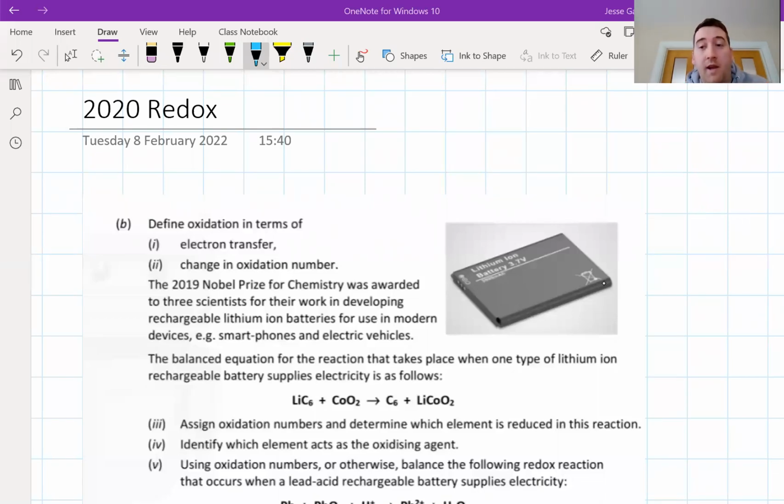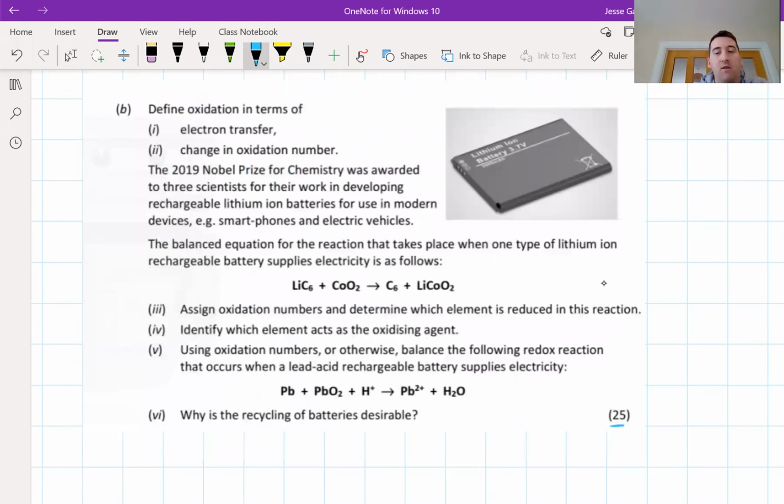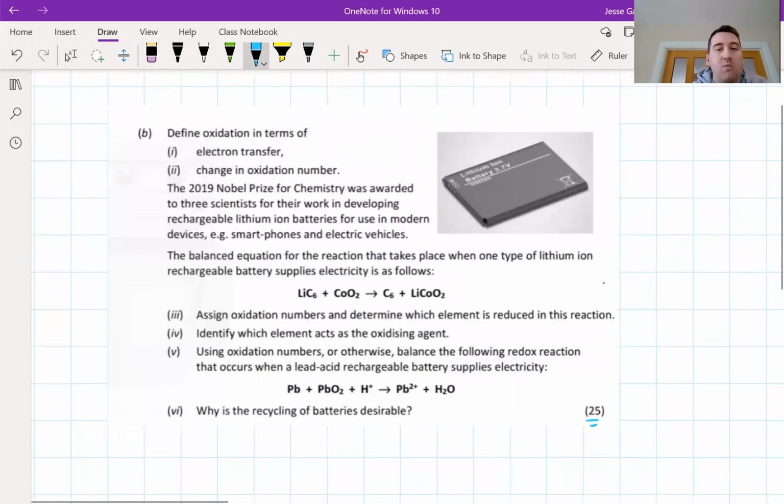Here we're going to do some guided exam question practice on the 2020 question from the Leaving Cert higher level paper that came up on Redox. It's a half question worth 25 marks, so the timing here is about 10 minutes. Okay, so we're going to jump straight into it.